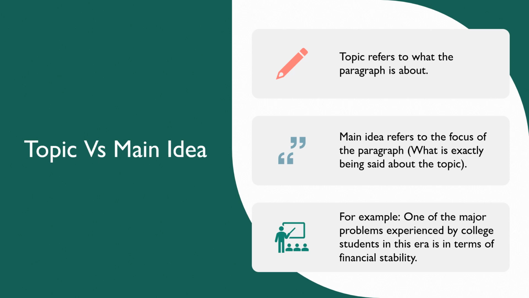Let's dig deeper into the differences between the topic and the main idea. Topic refers to what the paragraph is about. However, the main idea refers to the focus of the paragraph. It means what is exactly being said about the topic. For example, one of the major problems experienced by college students in this era is in terms of financial stability. So this is one example for the topic sentence.